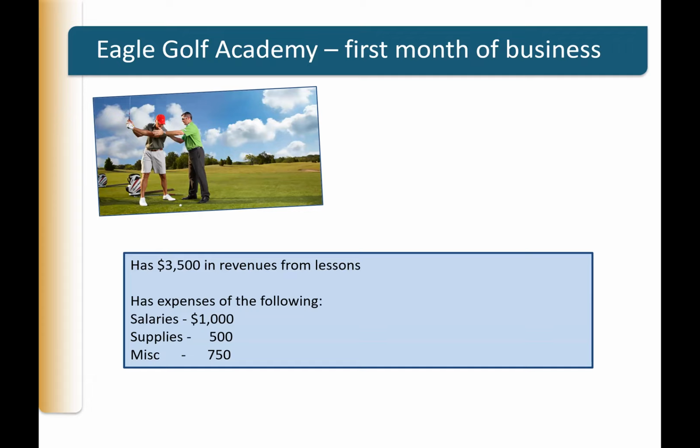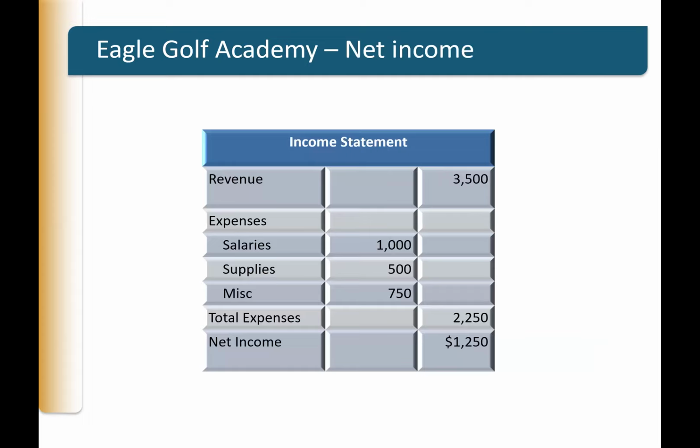So in its first month of business, this golf academy received $3,500 in revenues from lessons, meaning they earned $3,500 in revenues. But in order to make those revenues, they had various expenses. They had salaries of $1,000, supplies of $500, and then various miscellaneous expenses of $750. So you see, one of the first financial statements we're looking at is called the income statement.